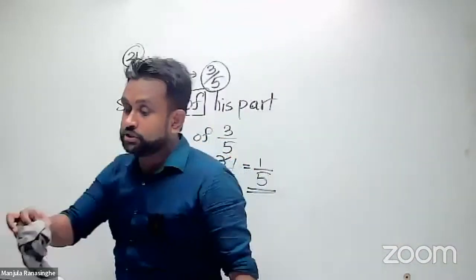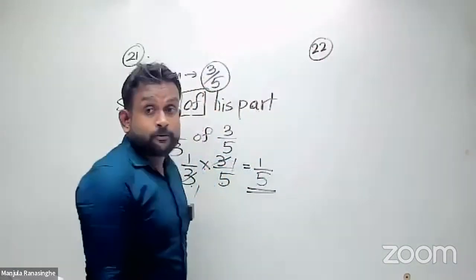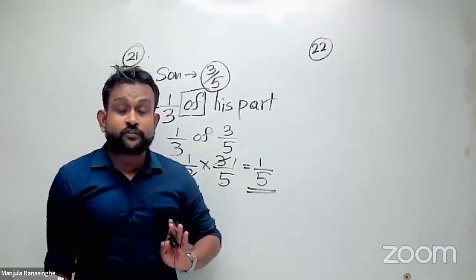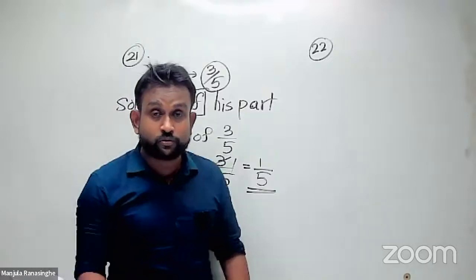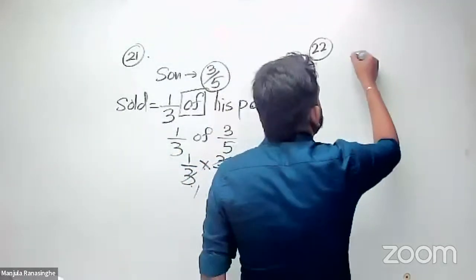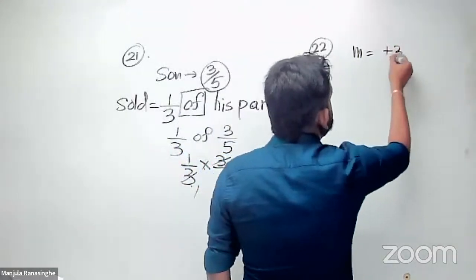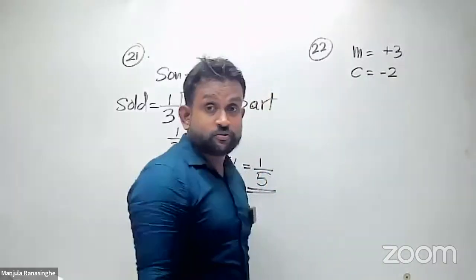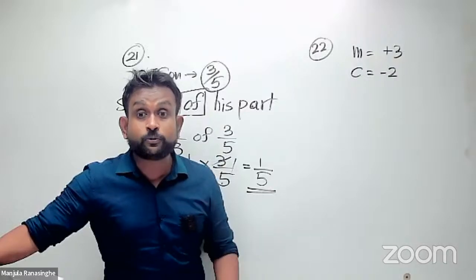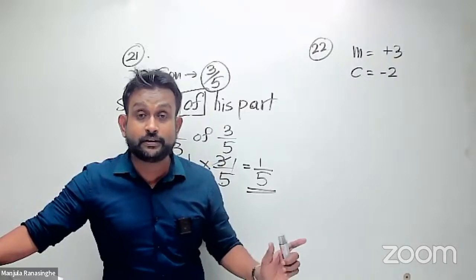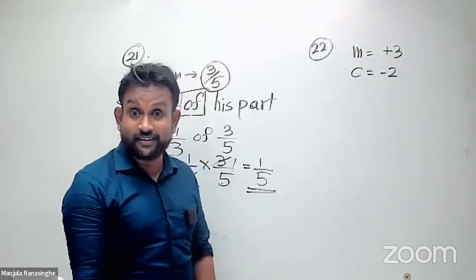Now we are moving to question number 22. Obtain the equation of the straight line whose gradient is plus 3 and intercept is minus 2. So what are the symbols? In an equation, we take the gradient as m, positive 3, and the intercept c as negative 2. So you know how to determine the equation of a straight line graph. It is like the identity of the straight line. What is the identity card number?